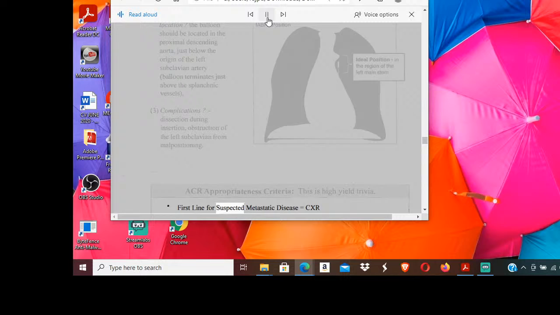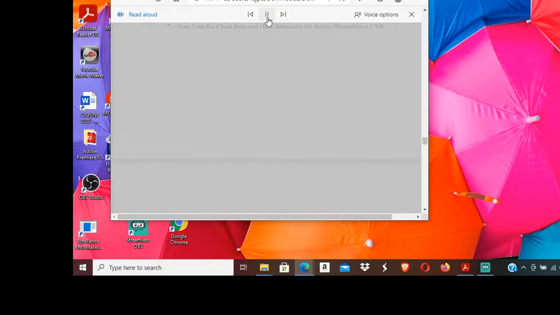First line for suspected metastatic disease equals CXR. Recommendation for patients on mechanical ventilation equals daily CXR. First line for chest pain and high suspicion for aortic dissection equals CXR.